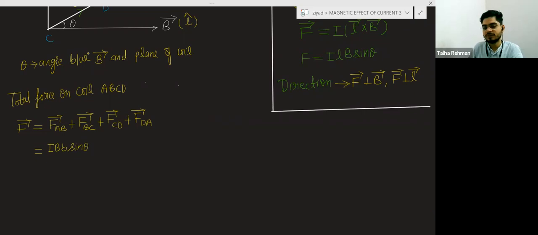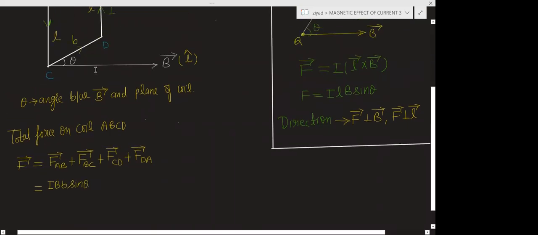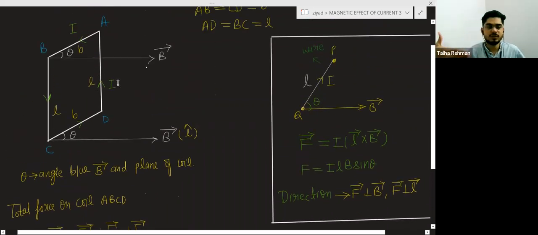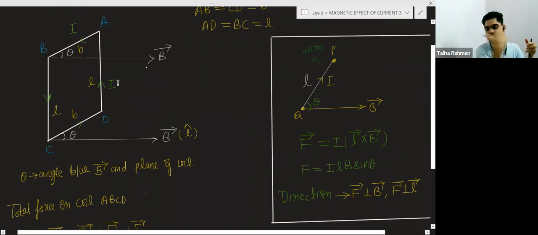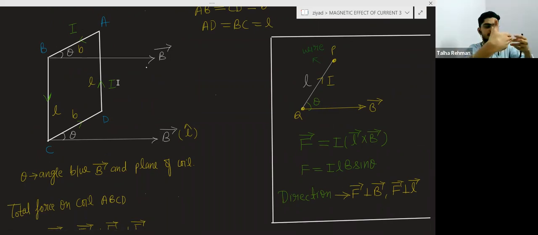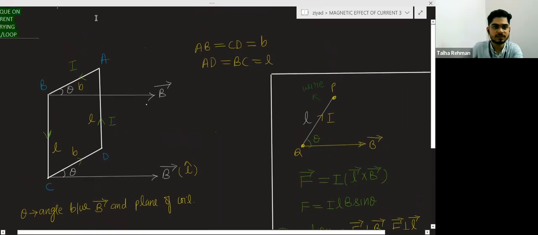Now for the direction you will apply the right hand rule. Point your fingers along the direction of the current and curl towards the magnetic field. The curl towards the magnetic field is in this direction, in the x direction. So you will get the direction of the magnetic force in the upward direction, along the positive y-axis.